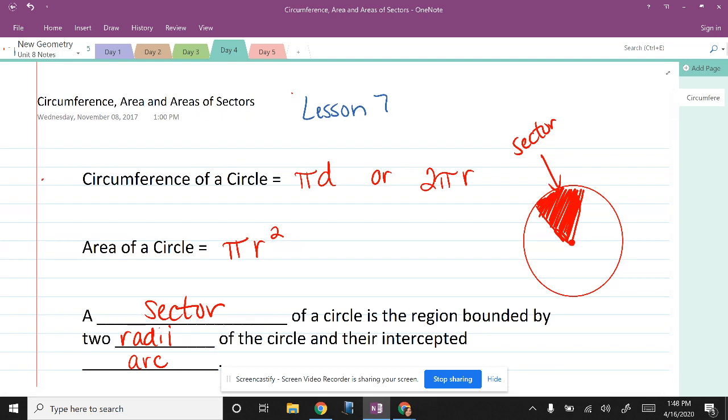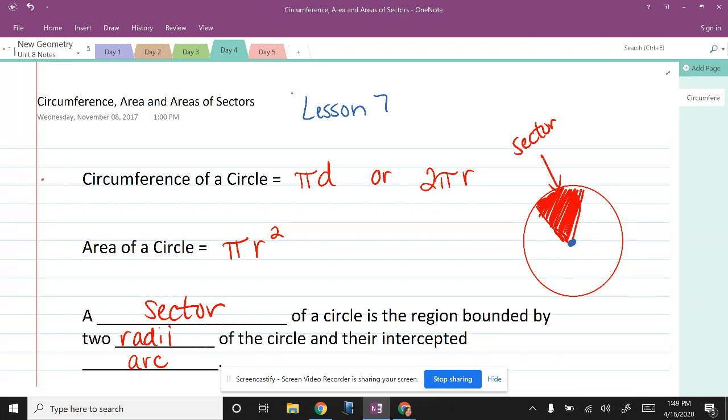Okay, so today we're going to talk about areas of sectors of circles. Now let's just talk about what a sector is. A sector is like if you take a pizza and you start from a point in the center and you cut you a slice. Okay, so if you go to the center of the pizza and you cut you a slice of pizza, then that is what we call a sector.